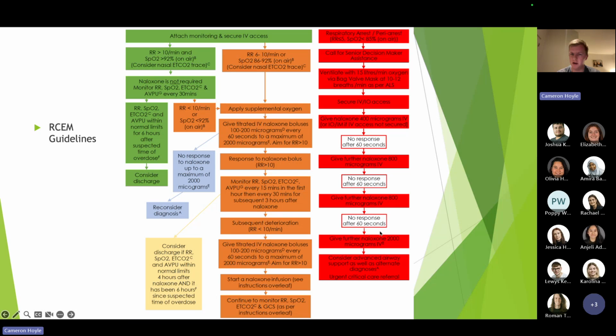If you're in a respiratory arrest situation, you will give a slightly higher dose of naloxone at 400 micrograms. Then you can give 800 and another 800, as well as ventilating the patient with the bag valve mask. And they will more than likely then need a naloxone infusion as well.